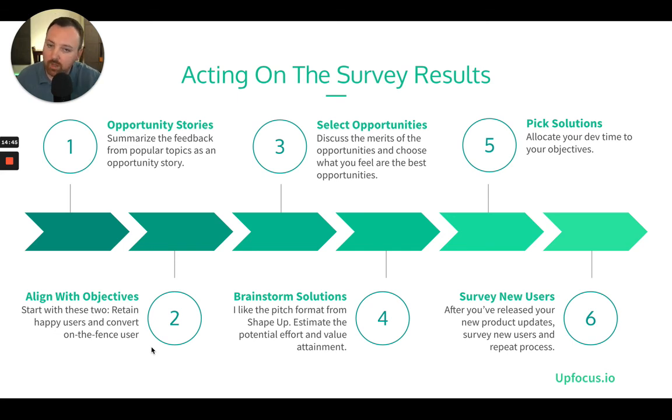And in step 5 here, you would be picking one of those solutions. So then you can allocate, here's how much of my dev time is going toward each of my objectives, and these are the solutions that I think are the best, and push those ones into your project management queue. Then when you're done, survey your new set of users that you've acquired after you've released those new product updates and see if you've made an impact on your product market fit score. And then repeat that process.